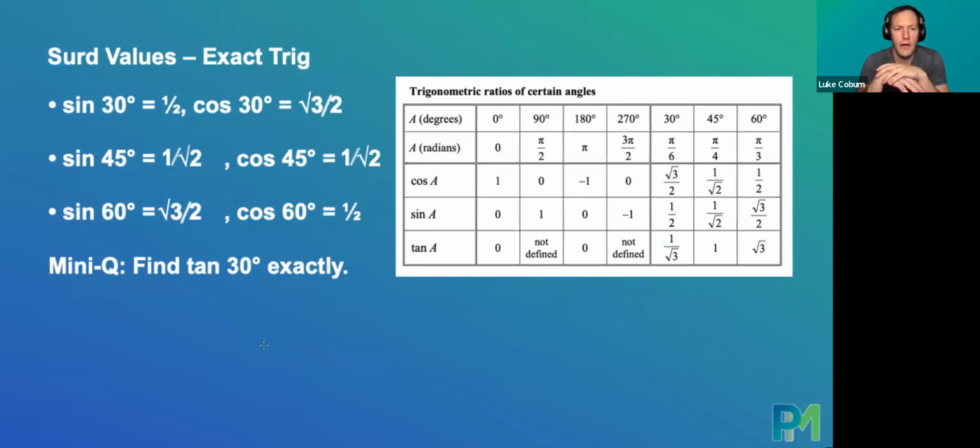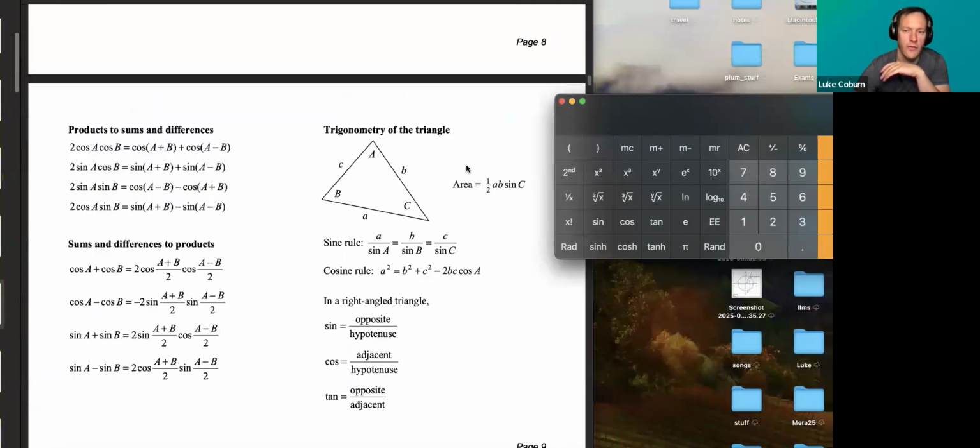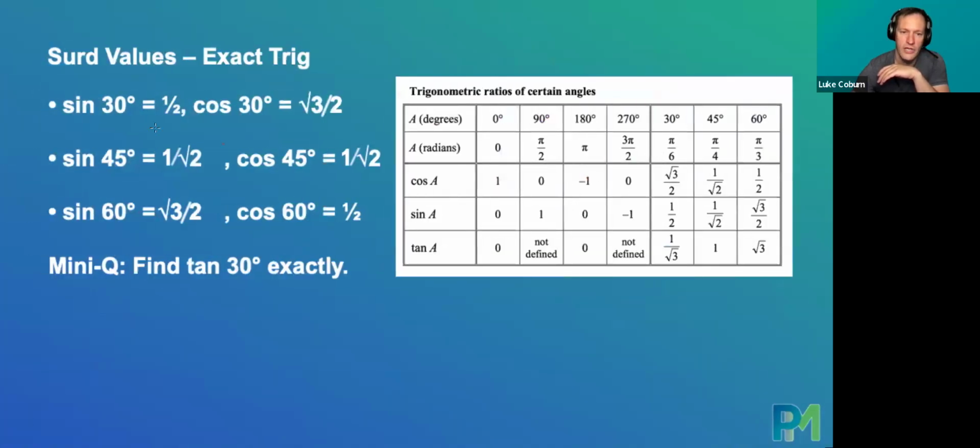Okay, so the next thing I want to talk about is this table here, and this is basically about the calculator, because we like these values. We don't really want to put this into a calculator, divide it by 2, get some decimal number and then round it off, because this is actually far, far more accurate. It doesn't maybe look like it, and the instinct sometimes can be otherwise, but find tan of 30 exactly.